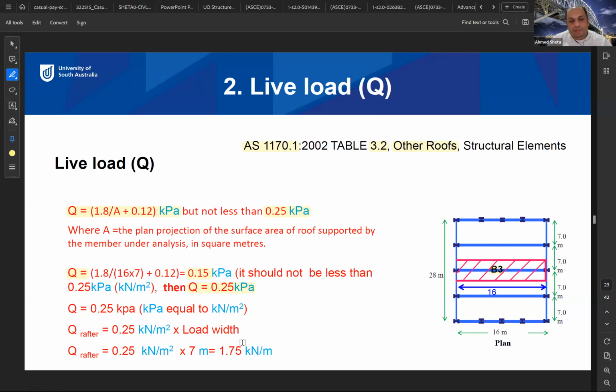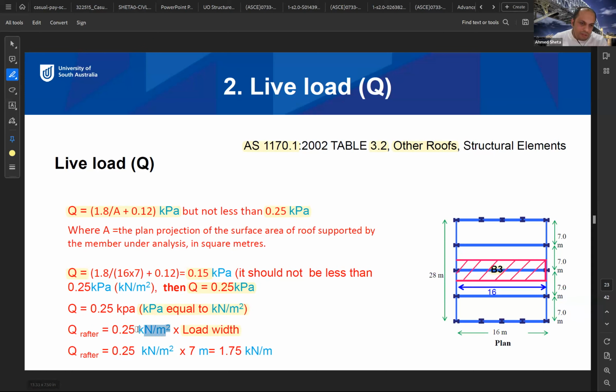How to calculate the live load on B1? What is kPa equivalent to? kPa is equivalent to kilonewton per square meter. So as we discussed earlier, to convert from kilonewton per square meter to kilonewton per meter, what do we need to do? We need to multiply by the load width.